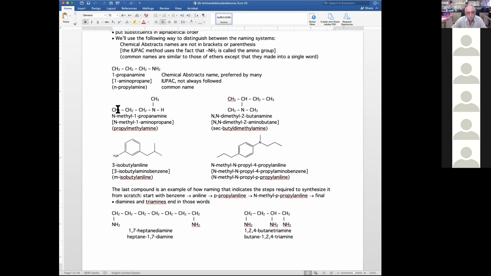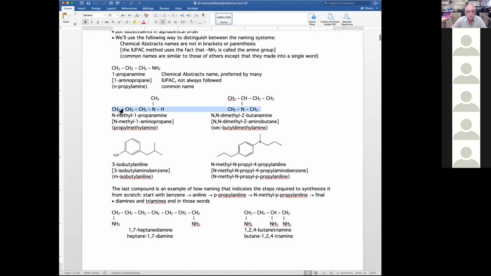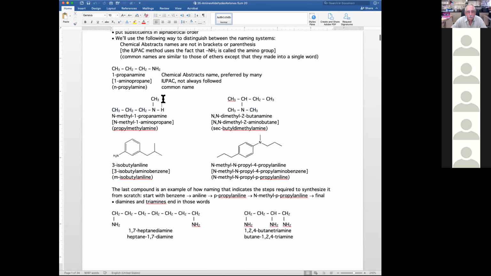So here the longest continuous chain is propane. So this is propanamine. The amino group is on carbon number 1. That covers this whole part, but it doesn't cover this methyl group up here. So how do we say that? If the alkyl group was on a carbon, we'd give it a number. But it's not on a carbon, it's on the nitrogen. So we just say N-methyl-1-propanamine. Notice that the IUPAC is very similar, N-methyl-1-aminopropane.